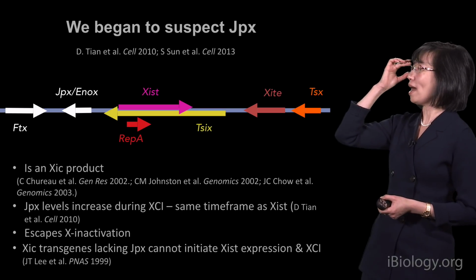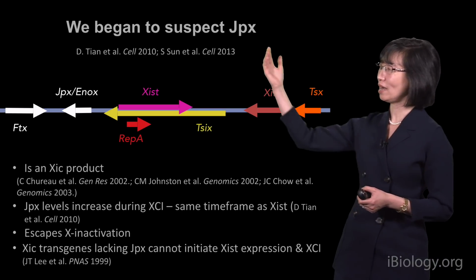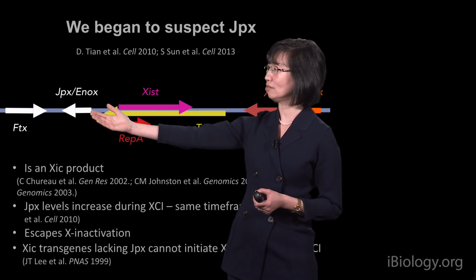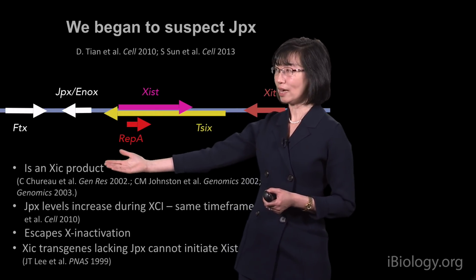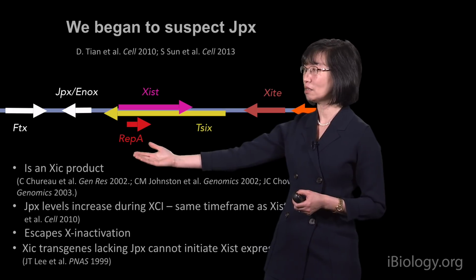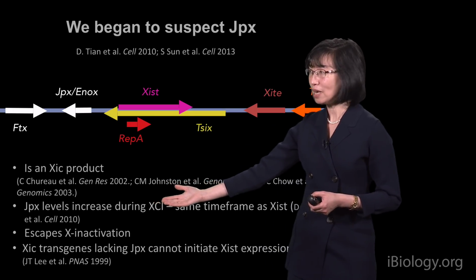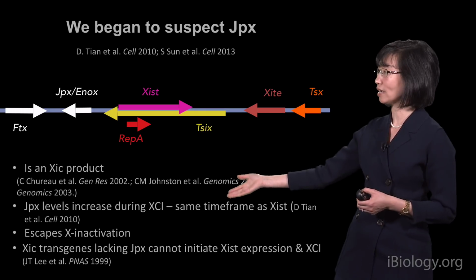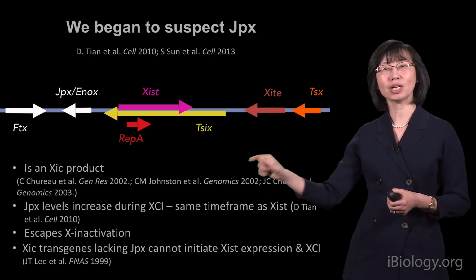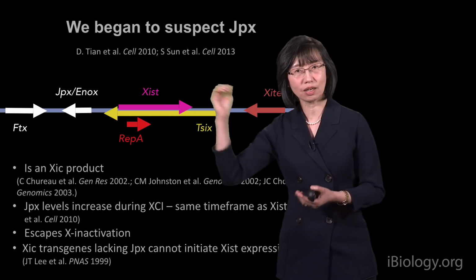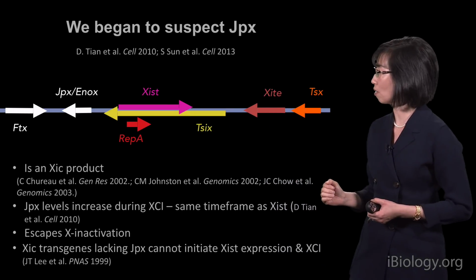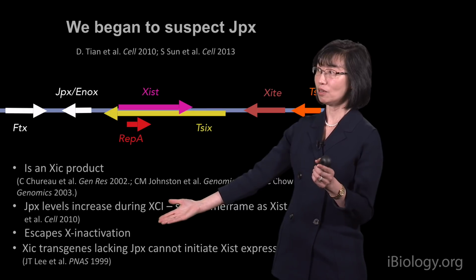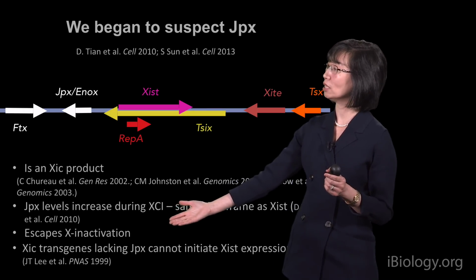Now, a while back, we started to suspect this non-coding gene, Jpx, which lies just on the other side of Xist. It's an X-linked XIC product. We know that Jpx levels increase about tenfold during the process of X inactivation, and it occurs in the same time frame that Xist is getting upregulated on that chromosome. And we know that it escapes X inactivation. It's one of the few genes that will escape inactivation.